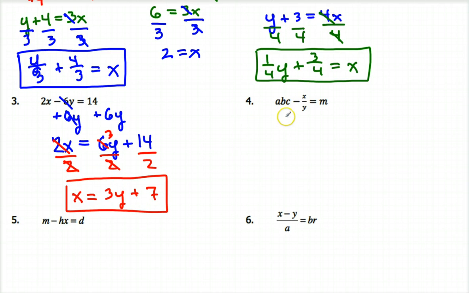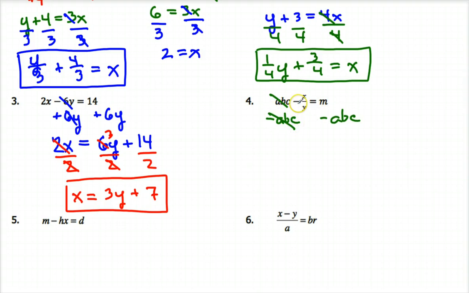For number 4, I have the equation ABC minus x over y equals m. And so I want to look at the term that has my x in it. That's the term I want to get by itself first. So what I'm going to do is, since I have a positive ABC here that I'm combining with this x over y, I'm going to subtract this entire term, ABC, in order to move it to the other side of the equation. And that's going to get the term with the x in it by itself.